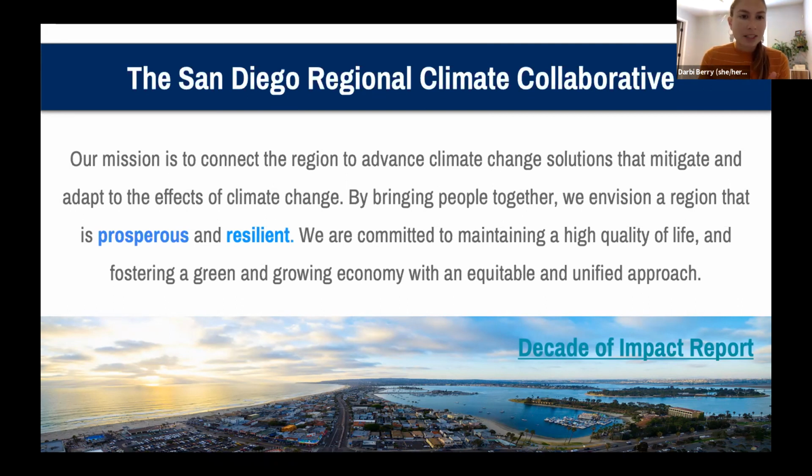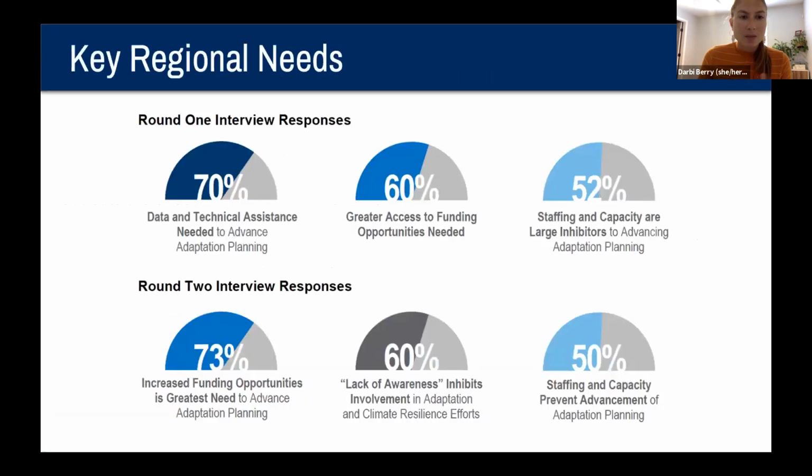So next slide, please. Back in 2018, the San Diego Association of Governments, or SANDAG, our regional metropolitan planning agency, received SB1 grant funding, and SDRCC was a sub-award on this grant to conduct a regional adaptation needs assessment. For this adaptation needs assessment, we interviewed about 65 stakeholders from across our region in two sets of interviews.